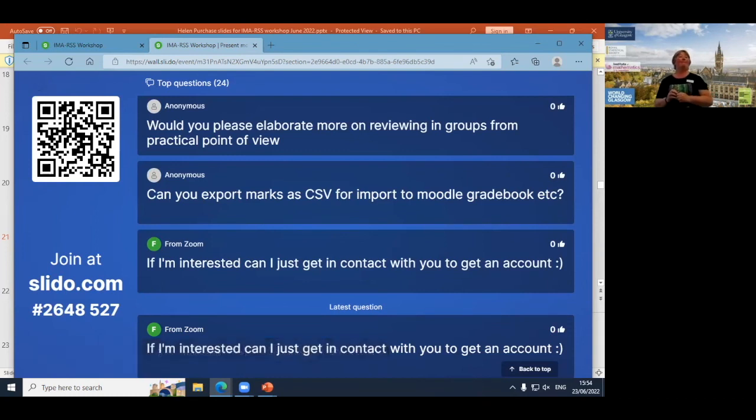And can you export marks as CSV? Yep, you can export marks. You can export all your reviews in a table as well. So that's the other thing which we found quite useful, is that you can obviously see what students have written in their reviews, but you can also export those reviews in an Excel spreadsheet that says the name of the author, the name of the reviewer, and each of the marks and their review comments, if you want to get an overview or analyse your data in some way. And we find that quite useful as well.